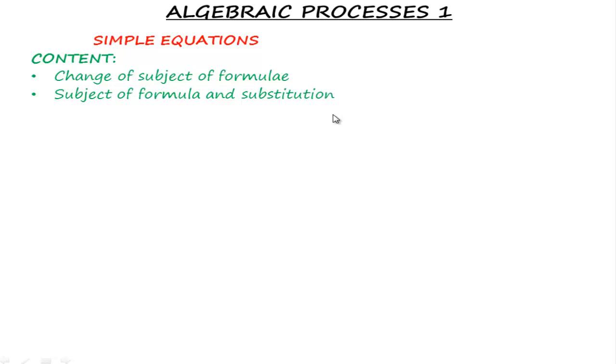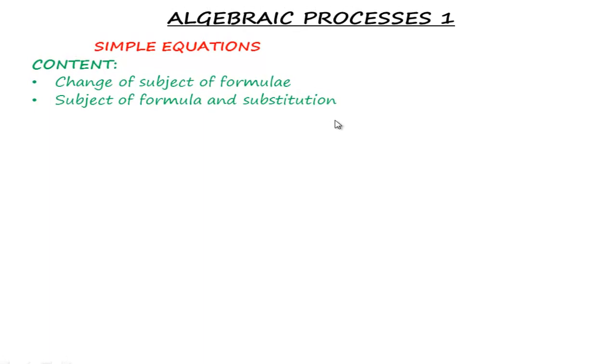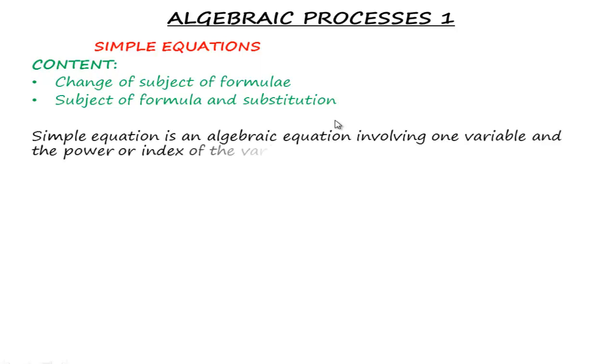Are you getting now? The first one is change of subject of formula, then the second is subject of formula and substitution. Now, simple equation: you need to know the definition. A simple equation is an algebra equation that involves one variable and the power or index of the variable is 1, meaning that if the variable doesn't have any raised to power, whether 3, 2 or 4, if it's just simple, it's called a simple equation. There is no index greater than 1.